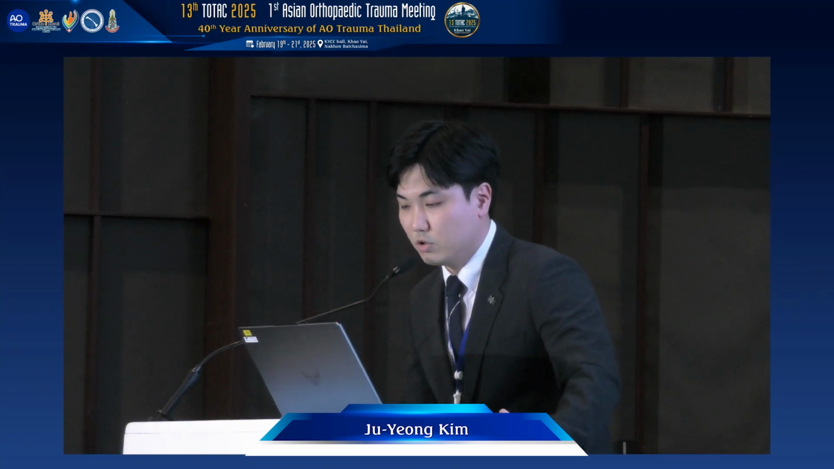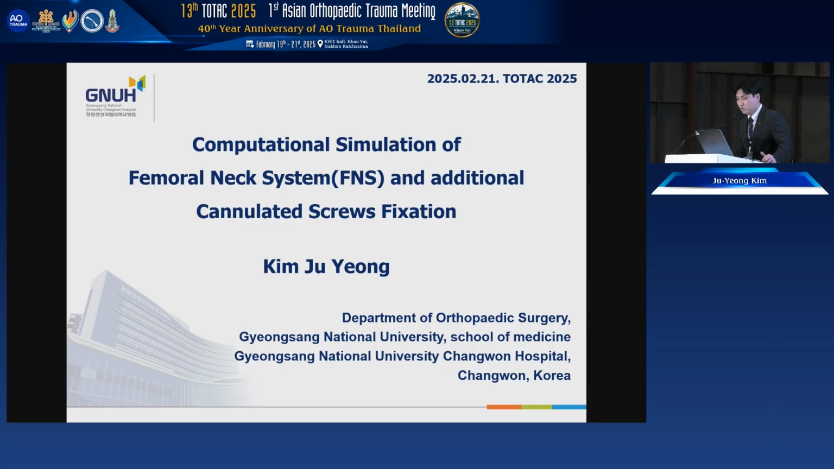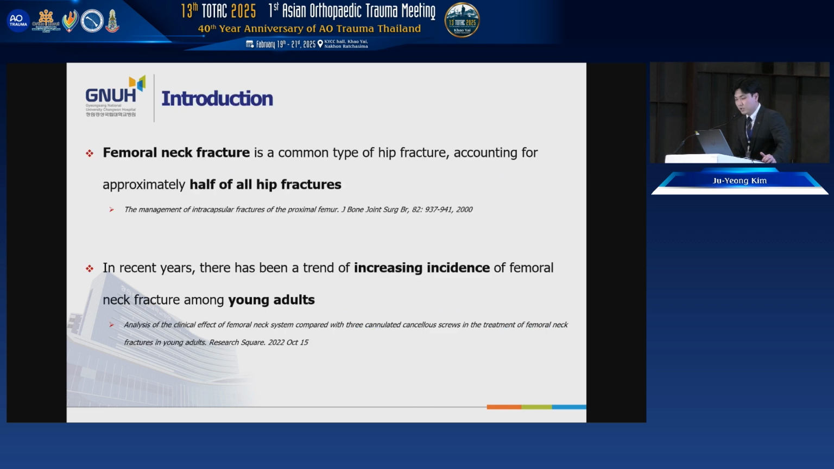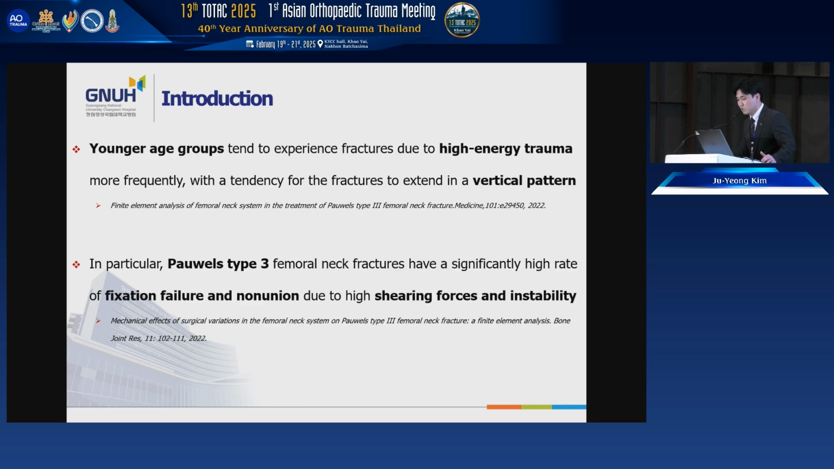Today I will be talking about my study entitled Computational Simulation of Femoral Neck System and Additional Cannulated Screw Fixation. Femoral neck fracture is a common type of hip fracture, accounting for half of all hip fractures. In recent years, there has been a trend of increasing incidence of femoral neck fractures among young adults. Younger age groups tend to experience fractures due to high-energy trauma with a tendency for fractures to extend in vertical patterns. In particular, Pauwels type 3 femoral neck fractures have a high rate of fixation failure and non-union due to the shearing forces and instability.